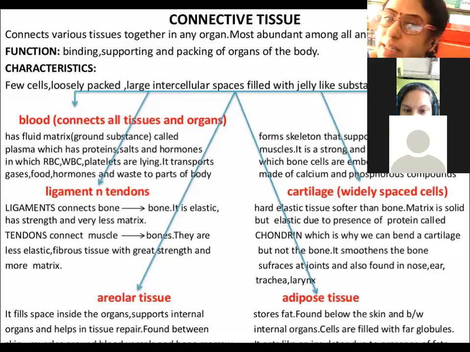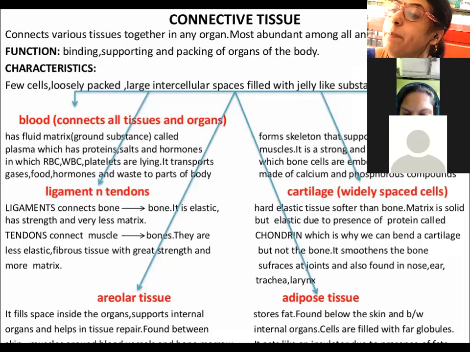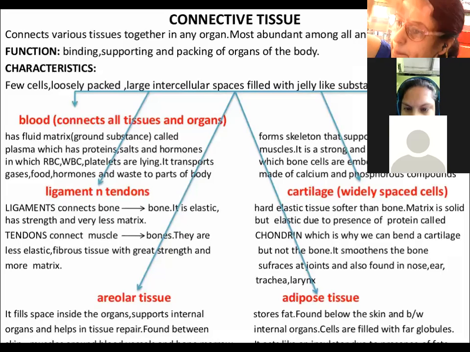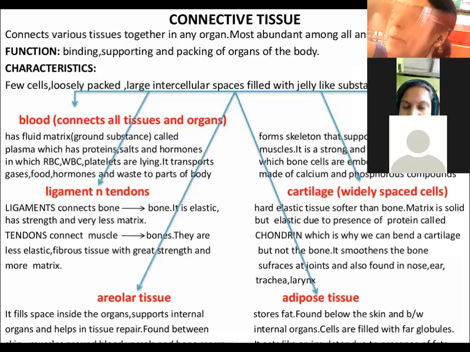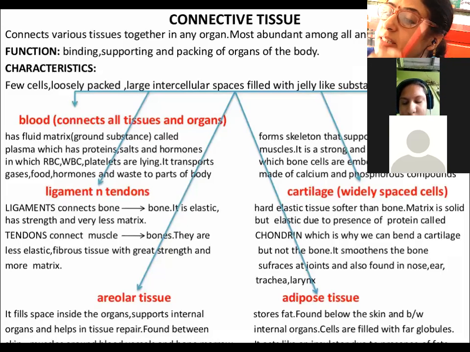Now, all these are cells. RBC is a cell, WBC is a cell, platelets are cells. Now, where are they present? They are embedded. Embedded means वो उसके बीच present है. They are present in the plasma. They are embedded in the semi-liquid matrix that is known as plasma.